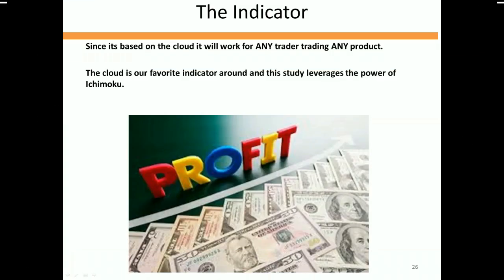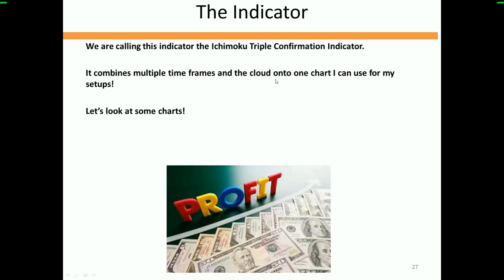And at the end, guys, I'm going to give you the ability to look at any chart you want, and I can tell you bullish, bearish, neutral, and within seconds, the triple confirmation takes all the guesswork out of it by producing those dots for you guys. We are calling this the Ichimoku triple confirmation system. It combines multiple time frames and the cloud onto one single chart.